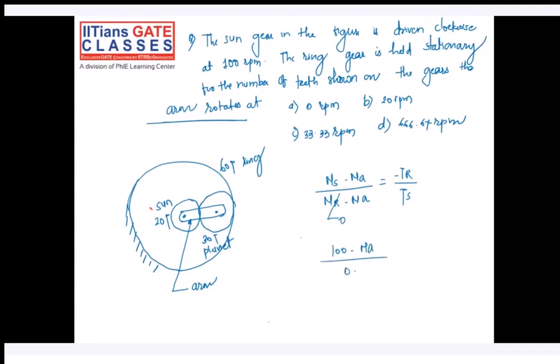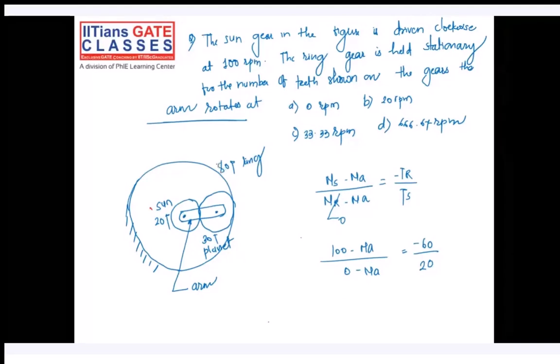That is equal to minus T ring by T sun, where T ring is 60 and the sun gear is 20. Let me just check whether it is 60 or 80. Just a minute. Sorry, yeah, I think you are correct. Then this is not 60, this is 80. Just correct it. Okay, corrected, it is 80.